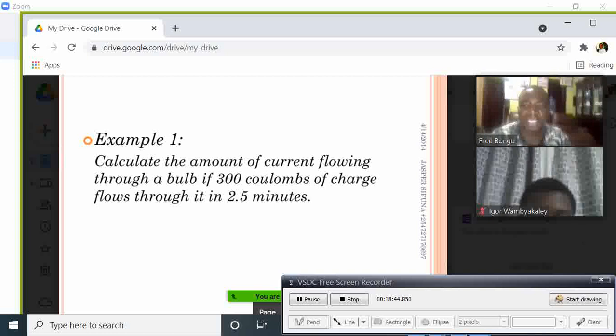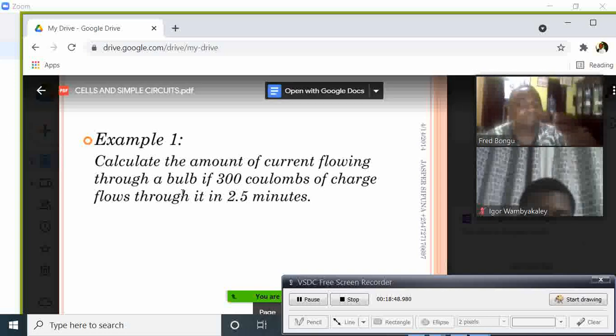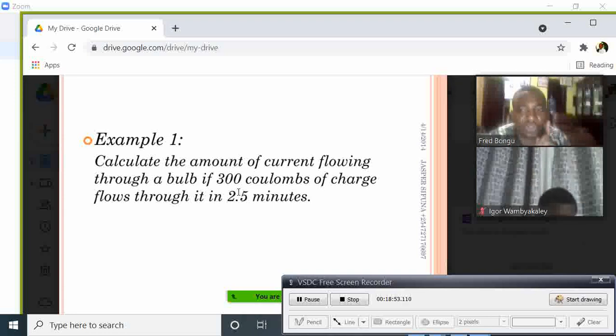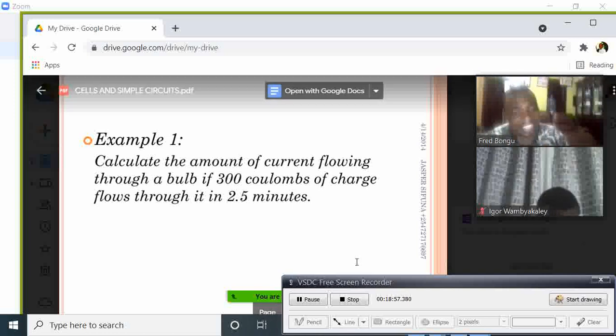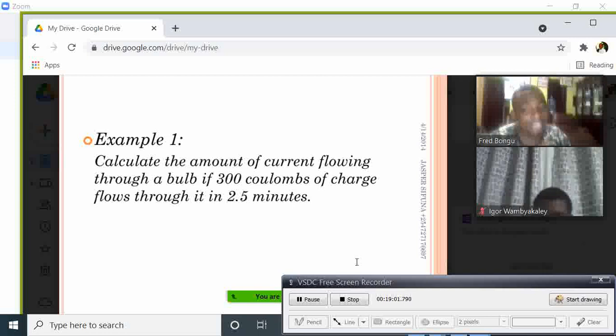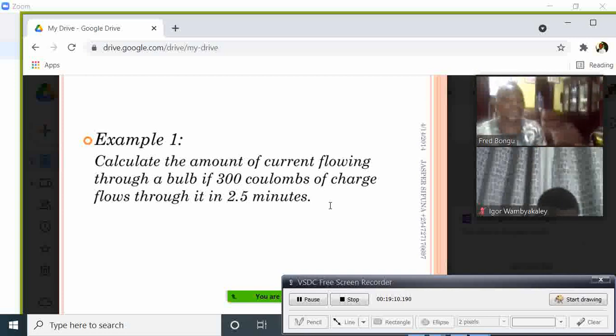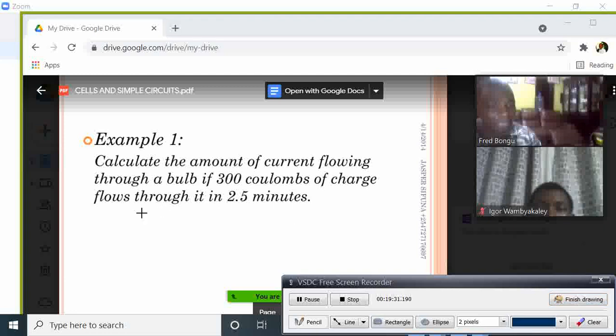Let's look at the example. Calculate the amount of current flowing through a bulb if 300 coulombs of charge flows through it in 2.5 minutes. We have said that the SI unit of time is seconds. Therefore, since we have been given minutes, we cannot use minutes. We must use seconds. Therefore, we are going to convert minutes into seconds, and by converting minutes into seconds, we multiply by 60. Therefore, the calculation will be, they want us to get current. Current is equal to charge divided by time.